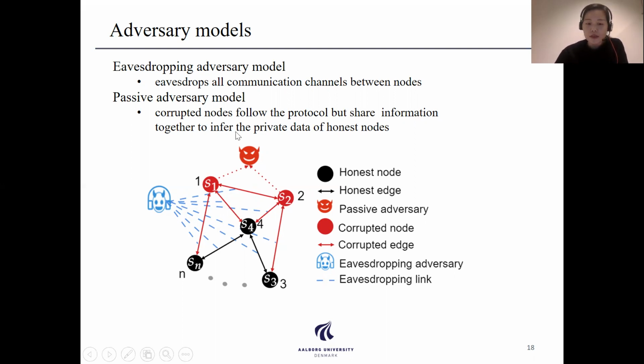Another adversary model is the passive adversary model. It controls a number of nodes. Here he controls these two nodes, and these two nodes will share all the information they have with this passive adversary, so that he can increase the chance of knowing the rest of the honest nodes' private data. One thing to mention here is that as long as one of the two nodes is corrupt, the information transmitted along this edge will be known to the passive adversary. So we call this edge corrupt.